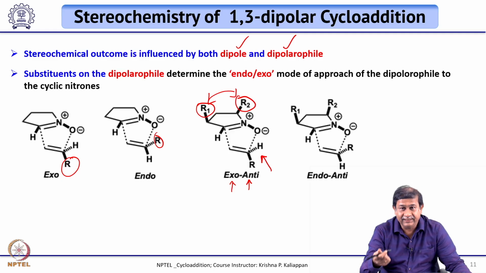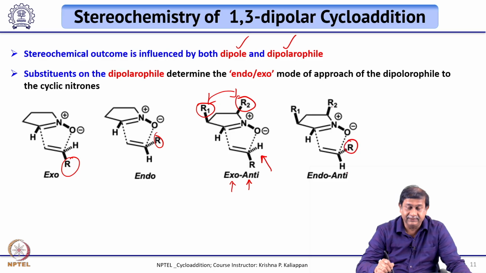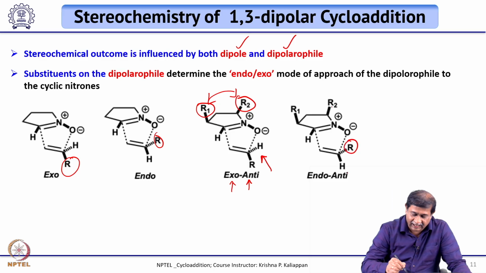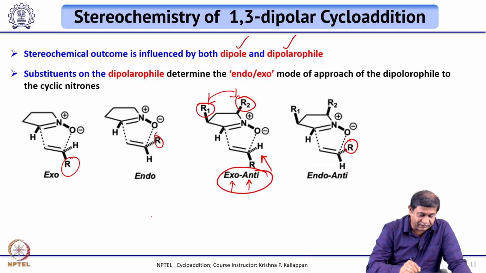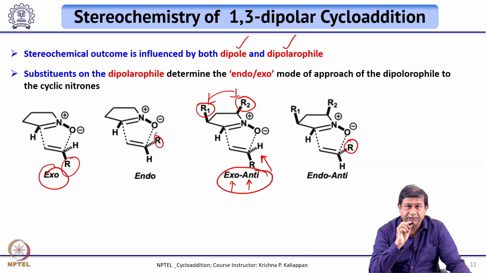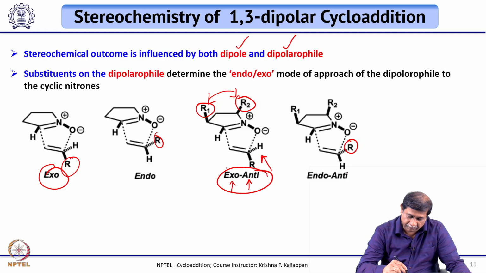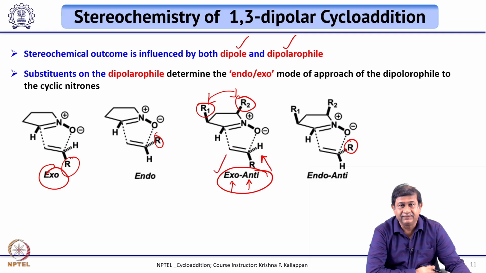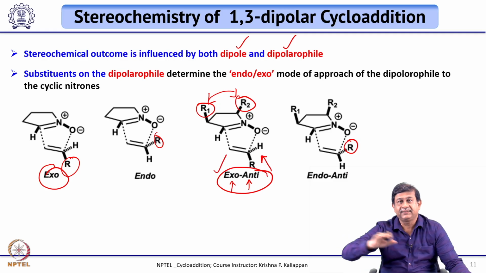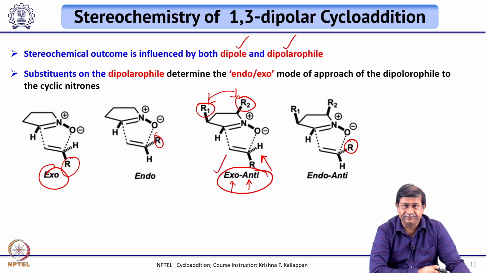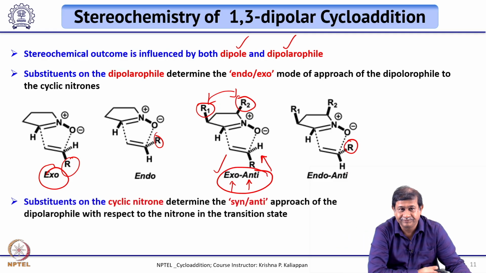And one can also write the endo and anti. So this is endo and this is anti to that. And this is the most preferred one. So when you have substituents on the dipole and substituent on the dipolarophile, the most favored transition state is exo anti, and accordingly you will get exo anti products. This is what you should remember. Okay.